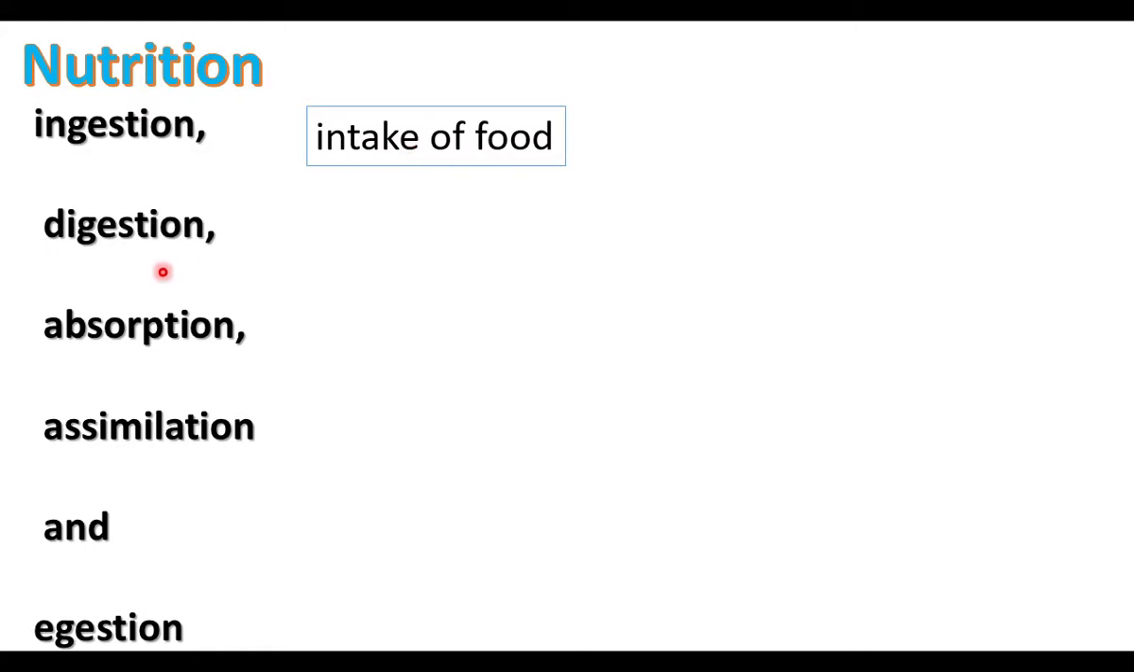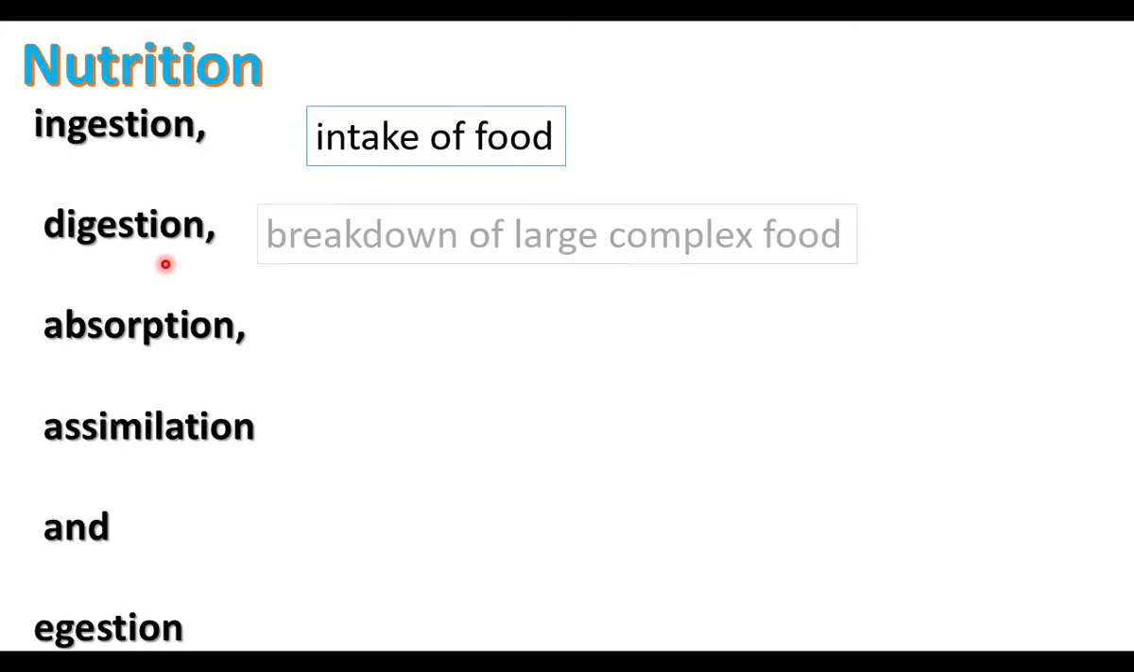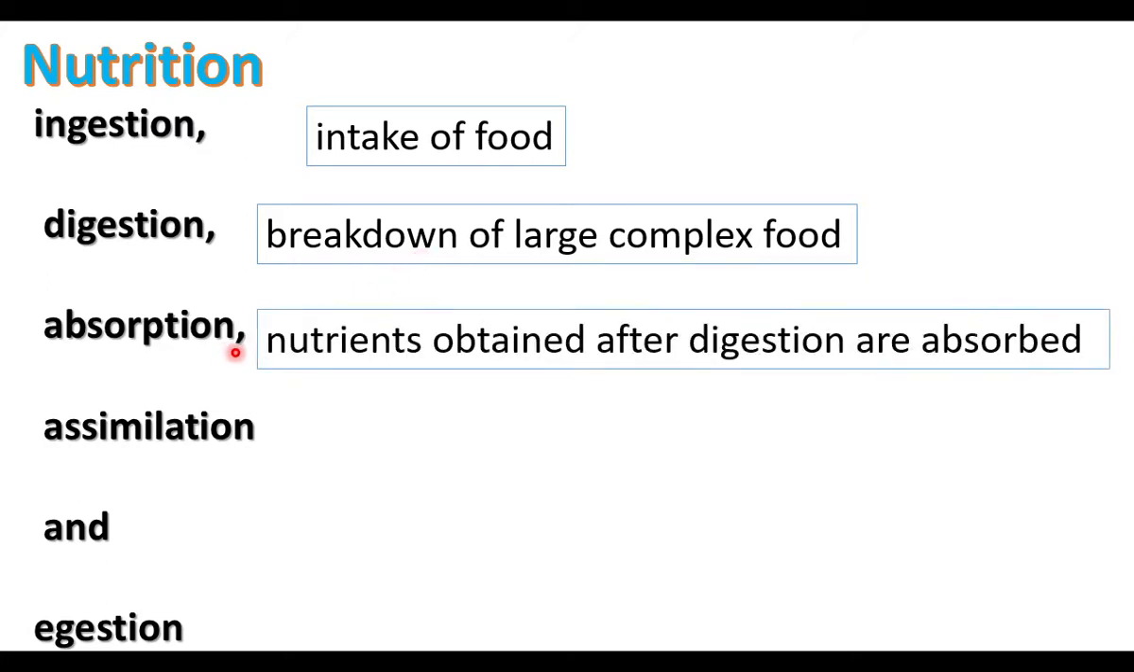Breaking of food into soluble simpler substances is called digestion. In digestion, larger complex food is broken down into simpler substances. Absorption: the nutrients obtained after digestion are absorbed into the blood through the wall of the small intestine.